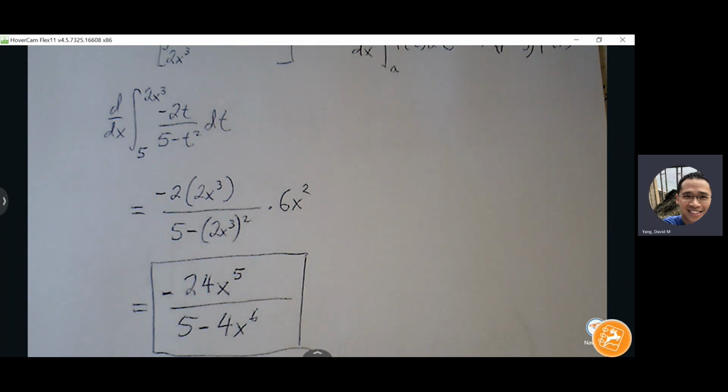Okay, let's do two more of the second theorem. And hopefully you have enough space on this page where you can try these problems out. This is from the textbook here.